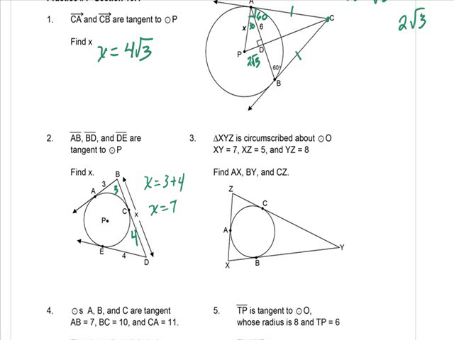Any questions on that one? Zena? Sorry, how did we get 4 again? How do we get 4? Because ED and CD are both tangent, and they both start from point D.